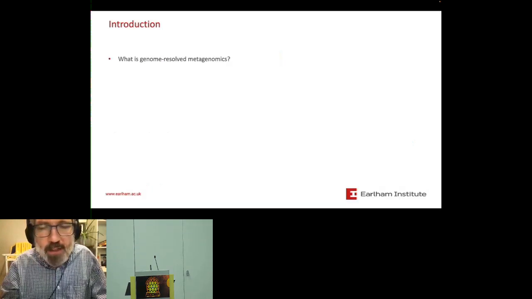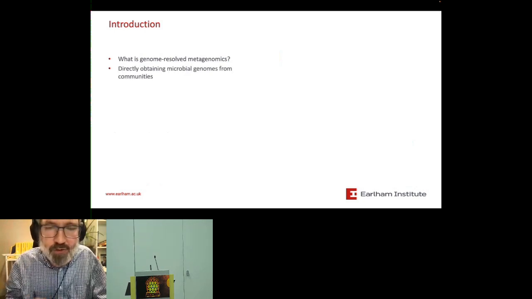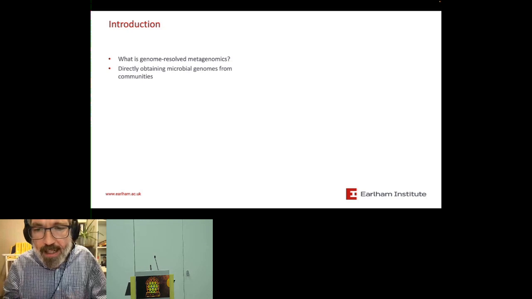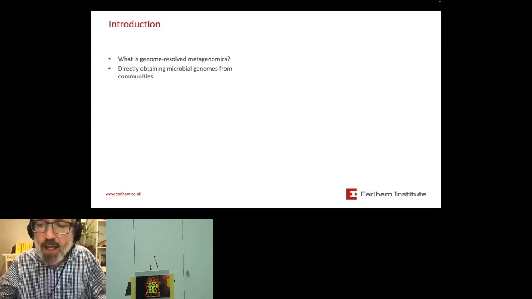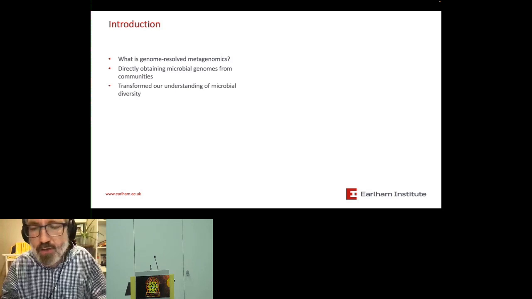Firstly, what do we mean by genome-resolved metagenomics? Well, essentially, it's just trying to obtain genomes directly out of microbial communities from mixed DNA samples. Early on in DNA sequencing, this was considered a very challenging thing to do, almost impossible. But through some of the statistical methods that I'll talk about in a bit, we've made a lot of progress, and it's transformed our understanding of microbial diversity.